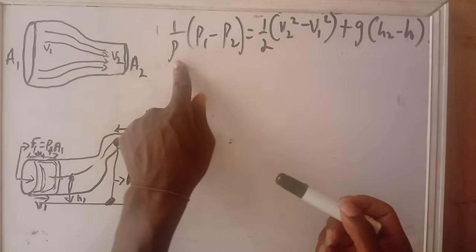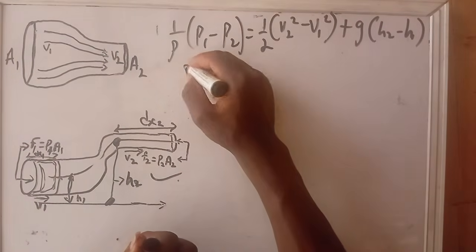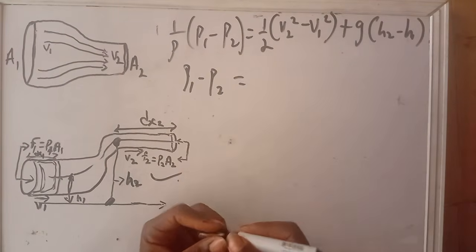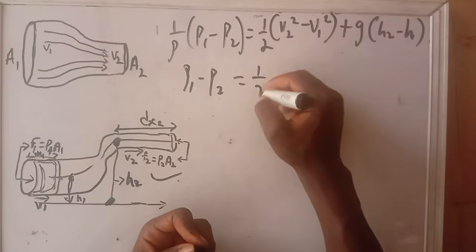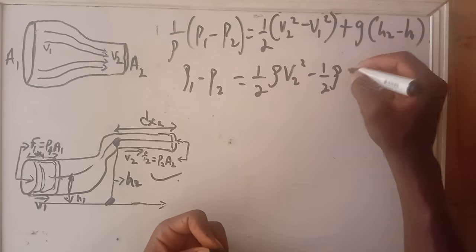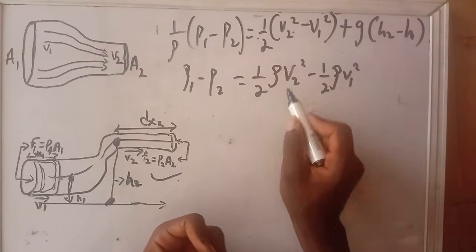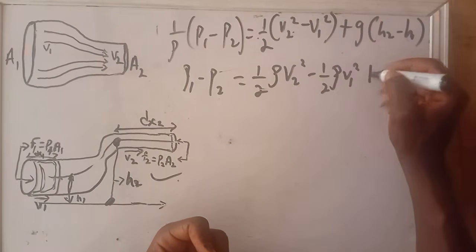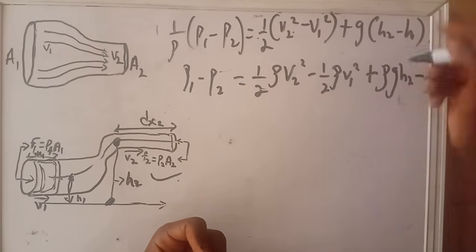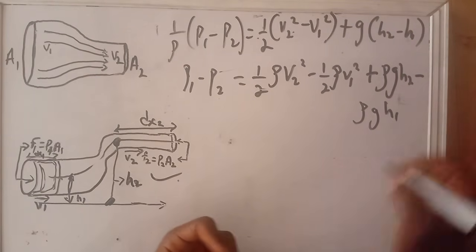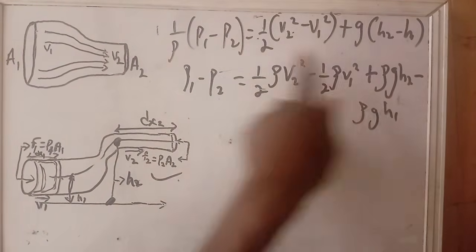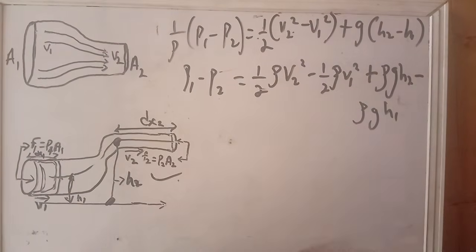Now, let density multiply everything. So here we have P1 minus P2 equals, if density comes here, 1 over 2 density V2 square minus 1 over 2 density V1 square, plus density g H2 minus density g H1. What I just did is cross multiply. You multiply density into the bracket, then open the bracket and you get all these terms.